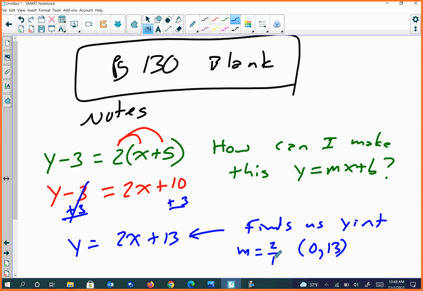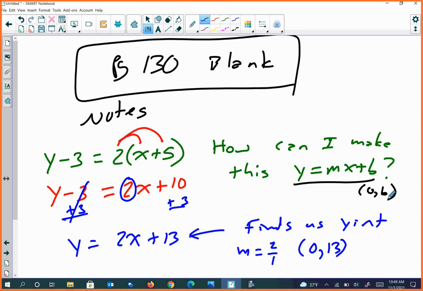How do you know it's 2 over 1? Well, there's a 2 right here. And I can make any number a fraction by putting it over 1, right? How do you know it's 0 over 1? Because when I have it set up as this, 0, comma b is our y-intercept.